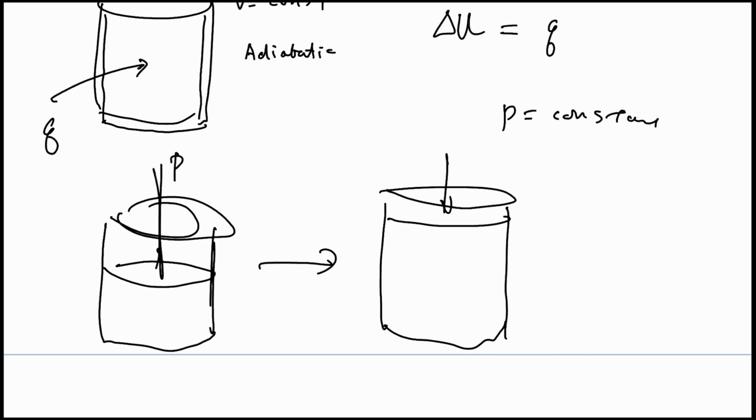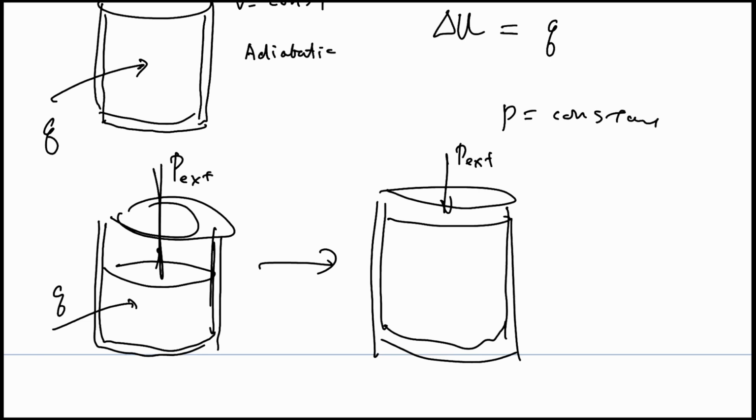So I have a P external, okay? And I put Q in, and again, same deal. We've got adiabatic walls, and here we have V naught. If it's constant pressure, and I put heat in, heat goes in, temperature goes up, internal energy goes up. What happens to the internal pressure of the gas?